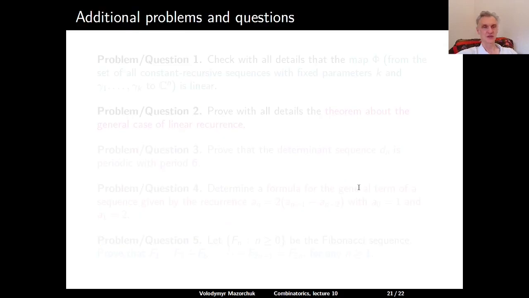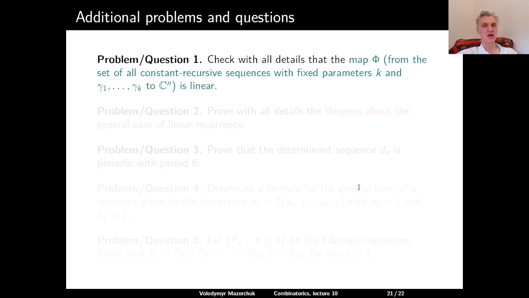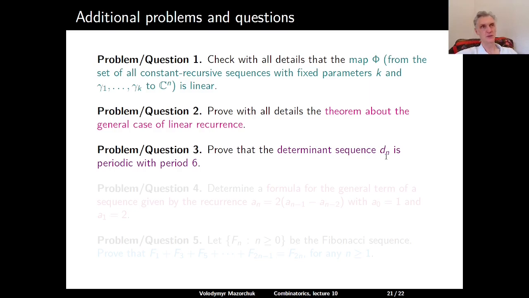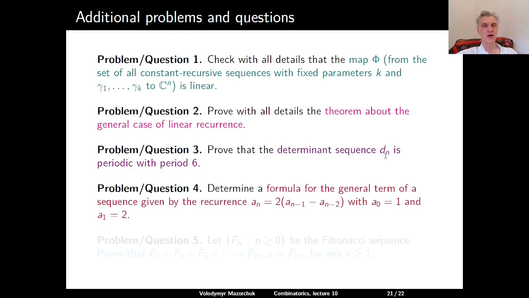Some additional problems and questions at the end. Problem question 1. Check with all details that the map phi from the set of all constant recursive sequences with fixed parameters k and gamma 1 and so on gamma k to C to the power k is linear. Problem question 2. Prove with all details the theorem about the general case of linear recurrence. Problem question 3. Prove that the determinant sequence dn, which we studied during the lecture, is actually periodic with period 6.